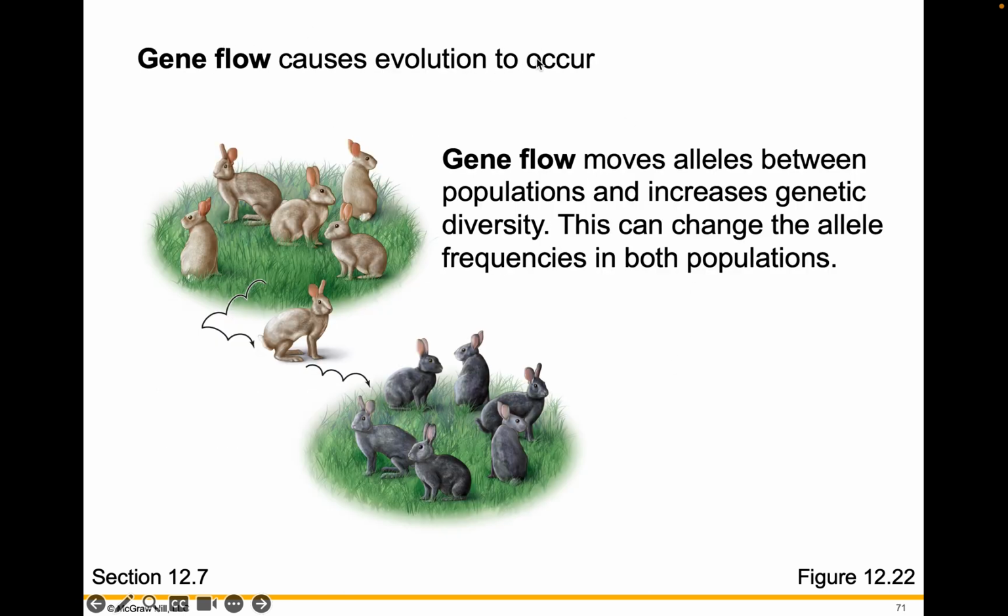All right, gene flow causes evolution to occur. And gene flow is how alleles move between populations and increases genetic variation. This can change the allele frequencies in both populations. So say we have two populations of rabbits. If an individual from the light-colored rabbits migrates into the dark-colored rabbit population and interbreeds, that will change the allele frequencies here, right?